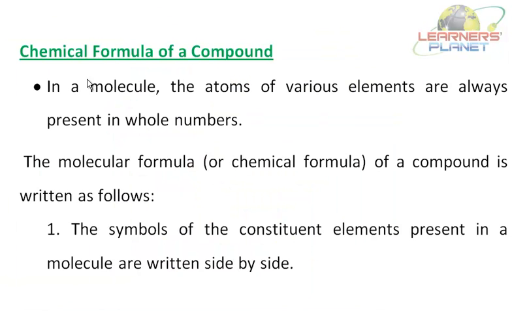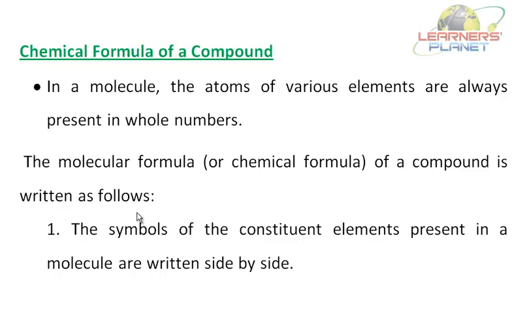So, chemical formula of a compound. Now, what is a compound? It is formed by the chemical combination of atoms of various elements. Now, in a molecule, the atoms of various elements are always present in whole numbers, right? The molecular formula or chemical formula of a compound is written as follows. See, the atoms of various elements, they combine and they form a compound.